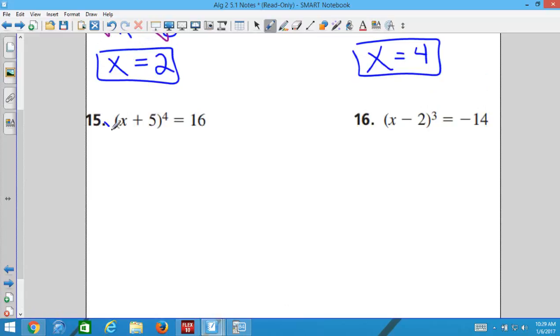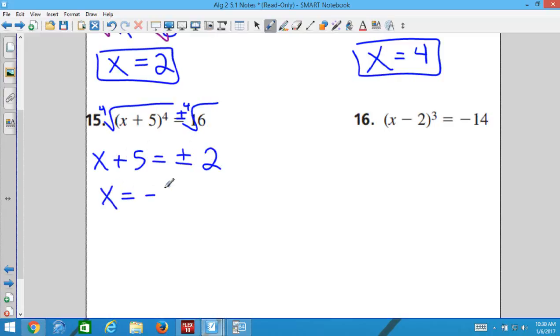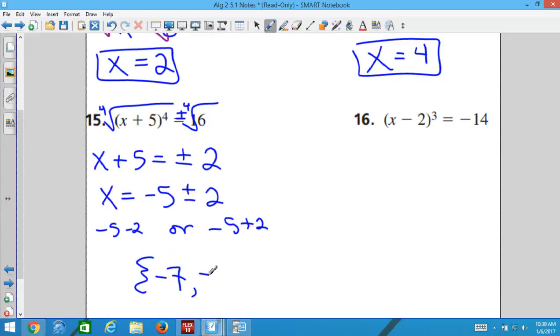Number 15, 4th root right away. 4th root, but that one needs plus minus because it's 4. So we get x plus 5 equals plus or minus 2. And I subtract my 5, so I get negative 5 plus or minus 2. But I really can add negative 5 plus 2 or negative 5 minus 2. So I get my 2 answers as negative 7 or negative 3.